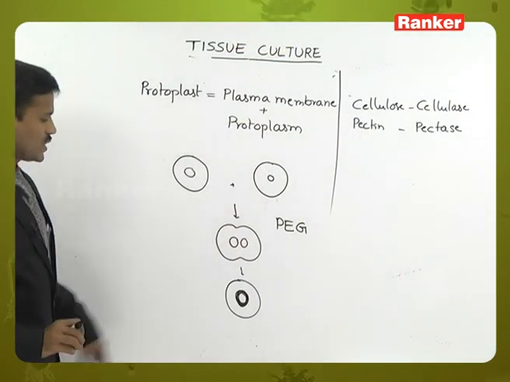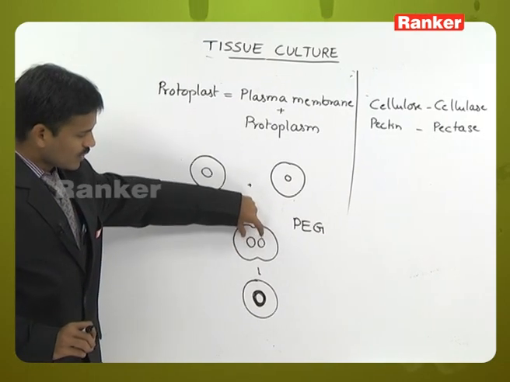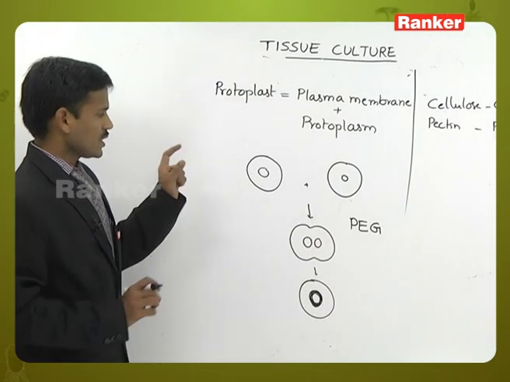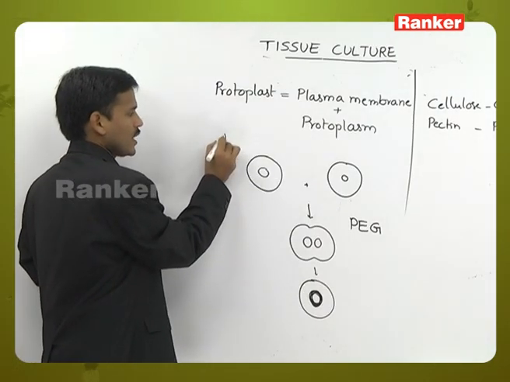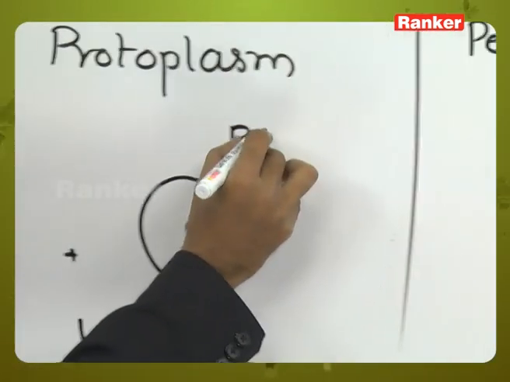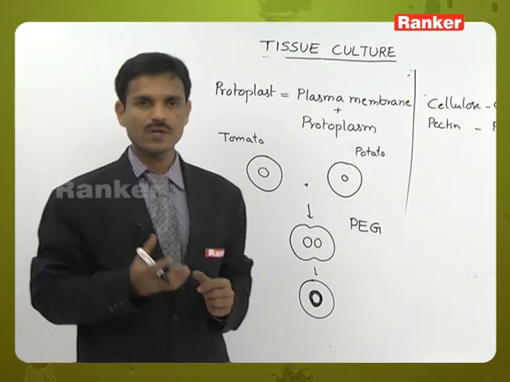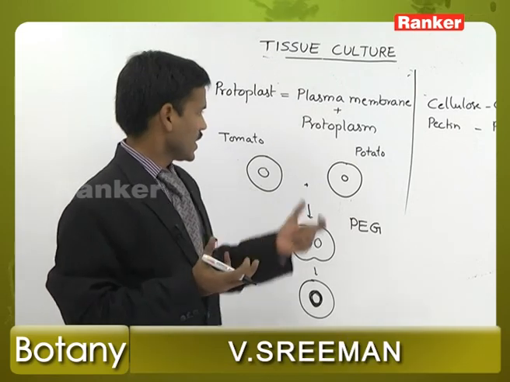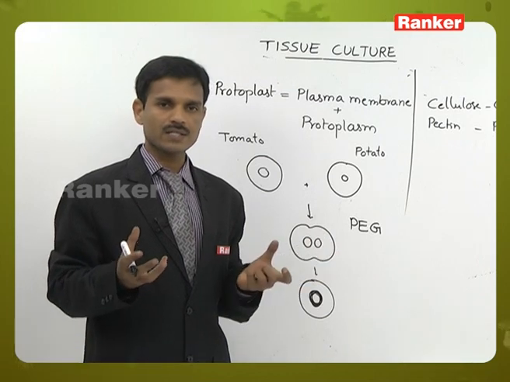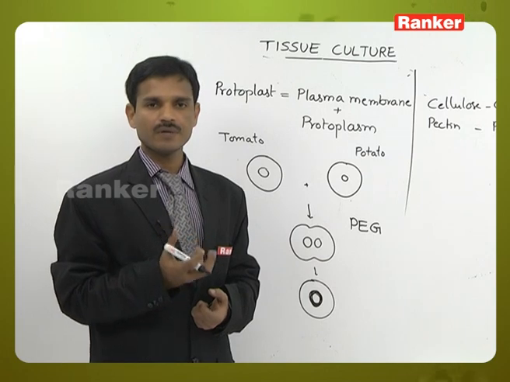So two nuclei are fused, and only a single nucleus is present. So sometimes two nuclei are present, and when two nuclei are fused, only one single nucleus is present. So here, if this protoplast is from tomato and this protoplast is from potato, in tomato the fruits are the useful parts, and in the potato, the tubers. If the two characters are present in the same plant, that is a very beneficial character.